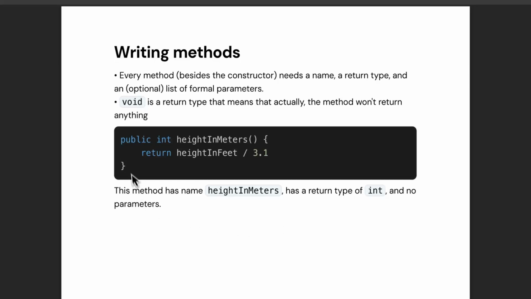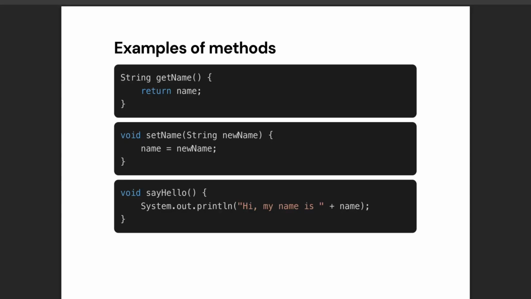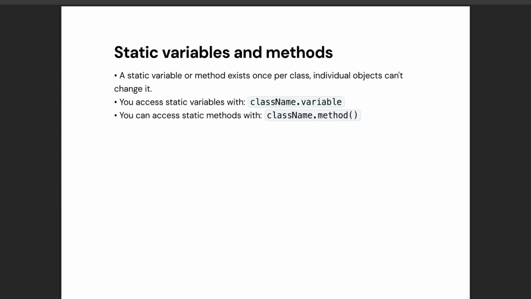And so yeah, this method needed to return double. Okay. Now we've got a few examples of methods. I think we did all of these. Get name, set name, say hello. Yeah, so I knew what was going to be on the slides. I remembered. Okay, cool.